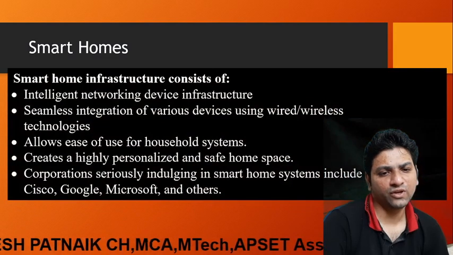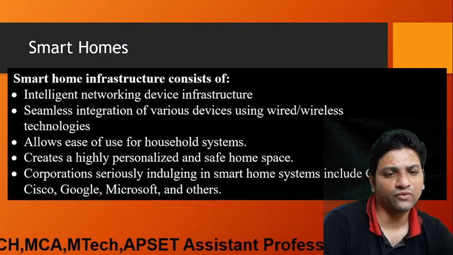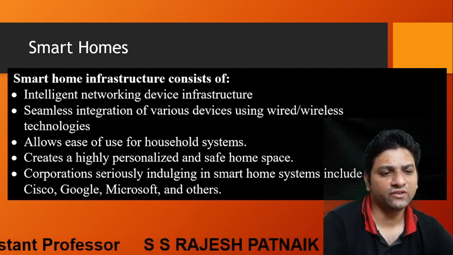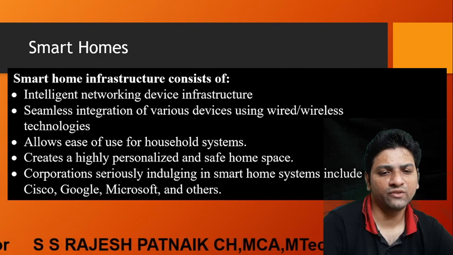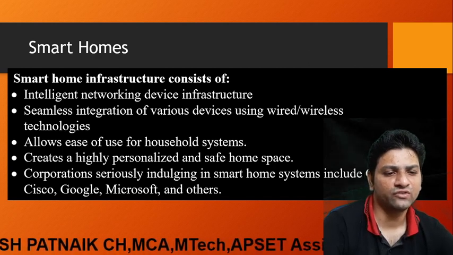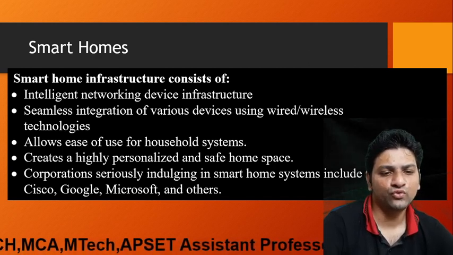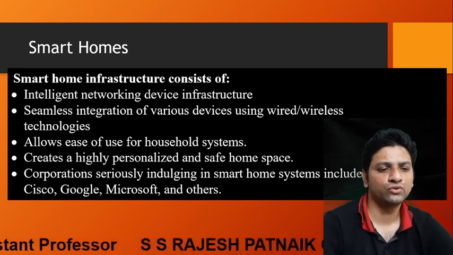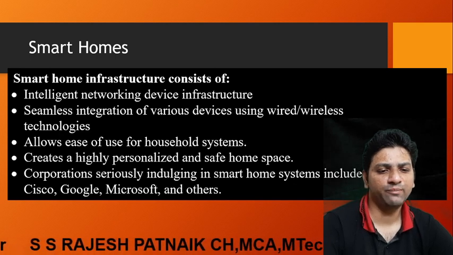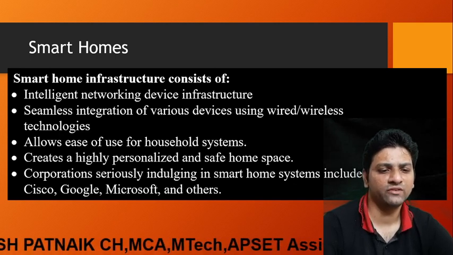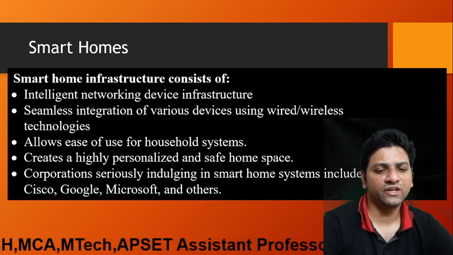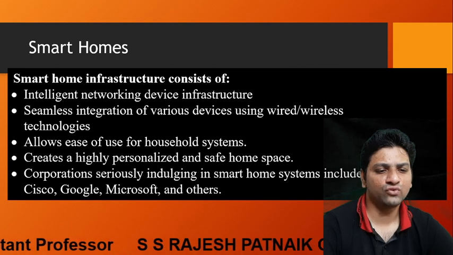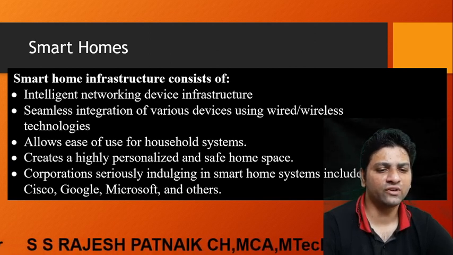Smart homes. We already understand smart homes: infrastructure consisting of intelligent networking and device infrastructure, seamless integration of various devices using wired and wireless technologies, allowing ease of use for household systems. These are all the points I am reading, please go through them. It creates a highly personalized and safe home space. Corporations seriously indulging in smart home systems are Intel, Cisco, and Google. These are the different corporations.